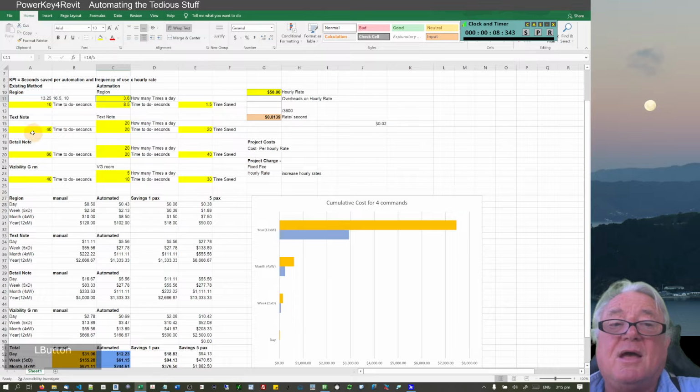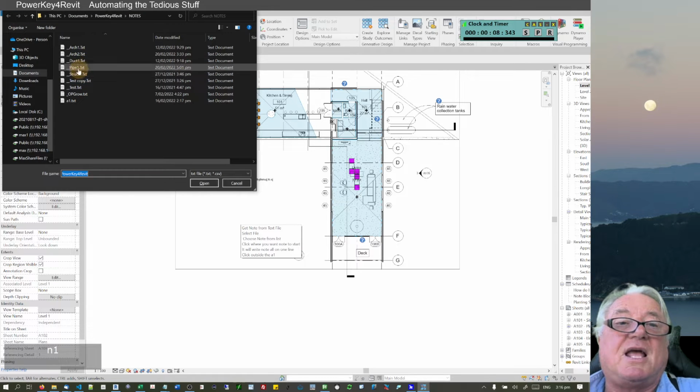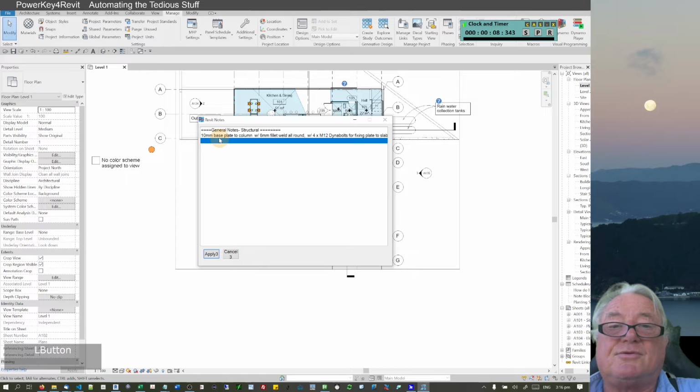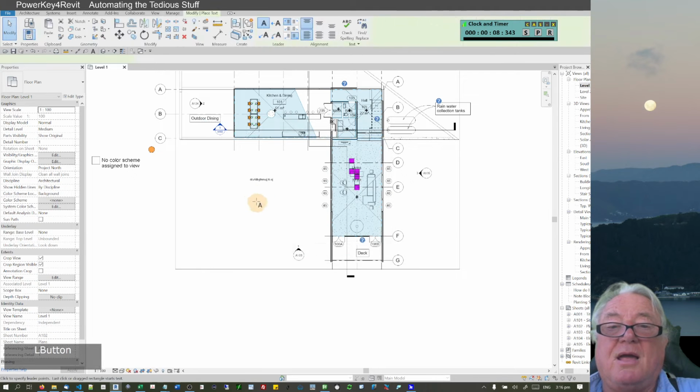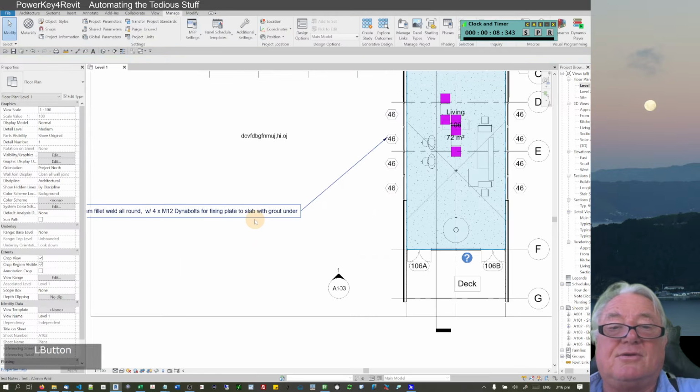Now, one that I talk of here is using the text notes one. So let's go and do a demonstration of that one. So I'm going to use M1 text notes. I'm going to come in here, use the structural one through there, go apply and click on that, and there's our note.